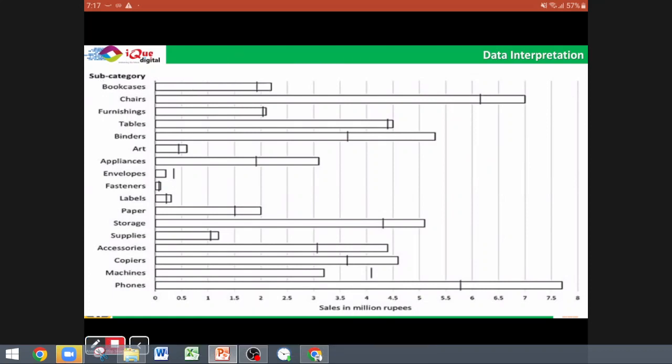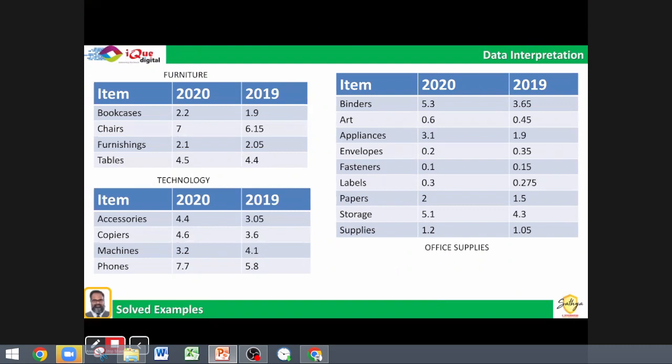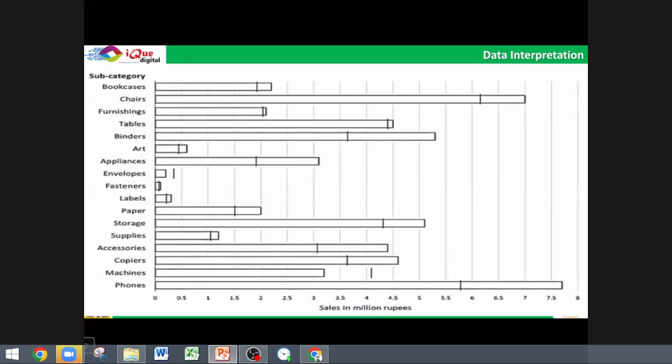So what I did was I created three tables. The top four for furnitures, I wrote down the data for 2020 and 2019. Then the bottom for tech, I wrote down the data for 2020 and 2019. And for office supplies, the remaining 9 categories, I put the data of 2020 and 2019. And it is all a guesstimation of the data which is given.